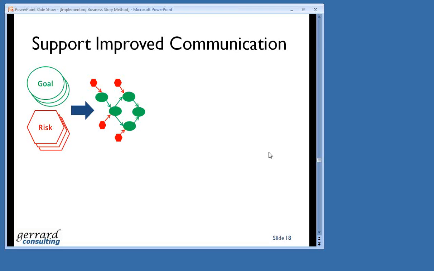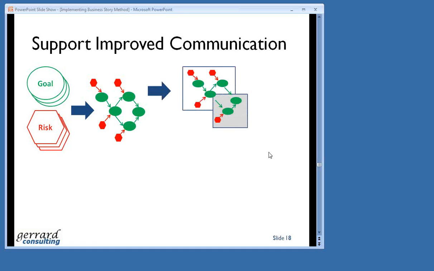how the goals and the risks that the stakeholders identify at the beginning of a program of work connect with each other to build a kind of network. We call it a goal network within BSM. That shows the relationships and the interdependencies of the goals and the risks that need to be taken account of.